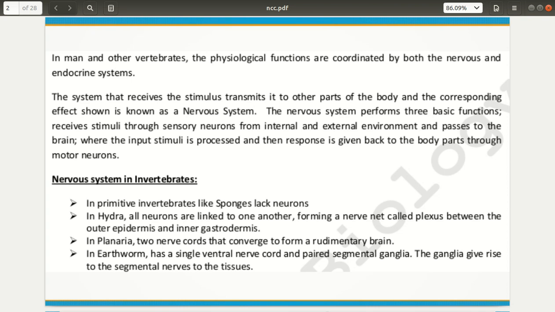Looking at the nervous system in invertebrates, sponges lack neurons. In hydra, all the neurons are linked to one another. You know that hydra belongs to coelenterata. They are linked to one another, forming a nerve net called plexus between the outer epidermis and inner gastrodermis. In planaria, which represents the platyhelminthes, two nerve cords converge to form a rudimentary brain. In earthworm, there is a single ventral nerve cord and paired segmental ganglia. The ganglia give rise to the segmental nerves to the tissues.